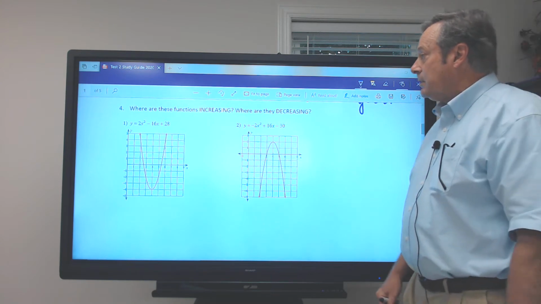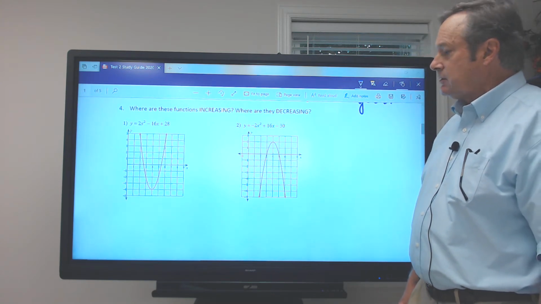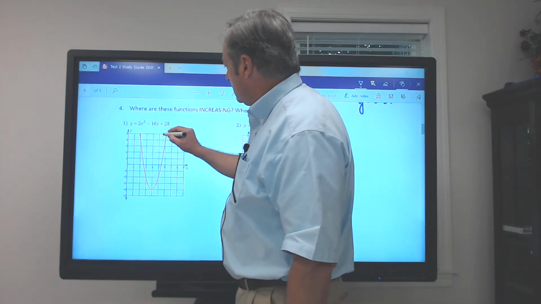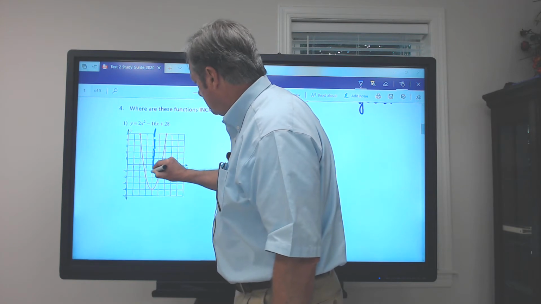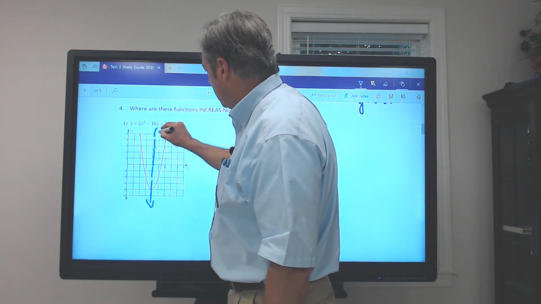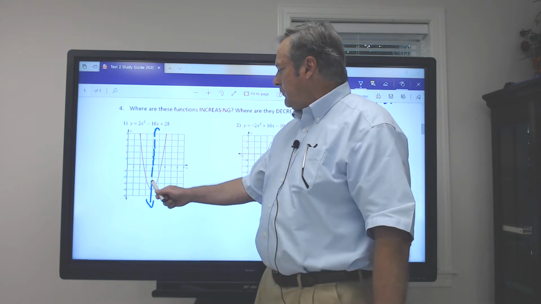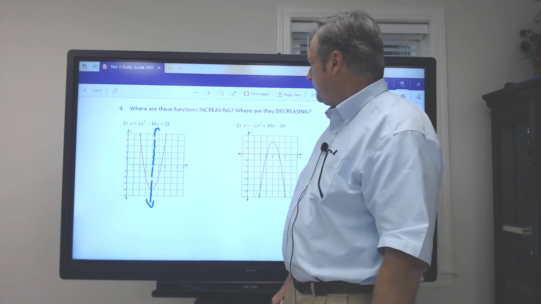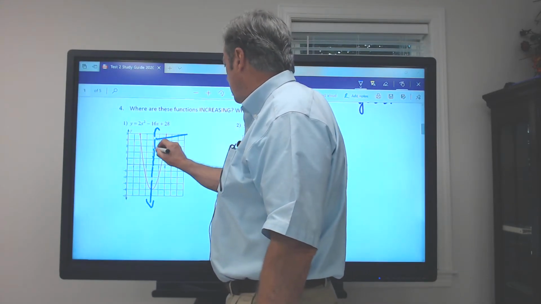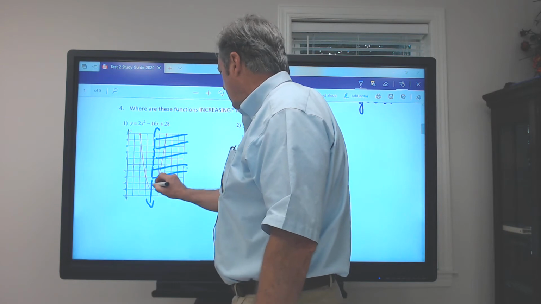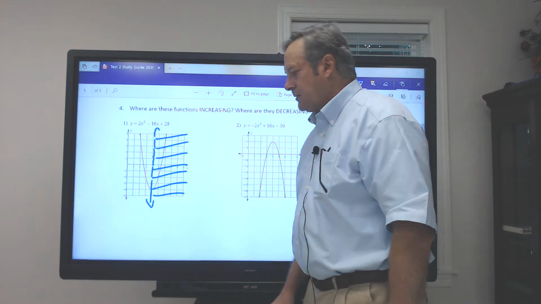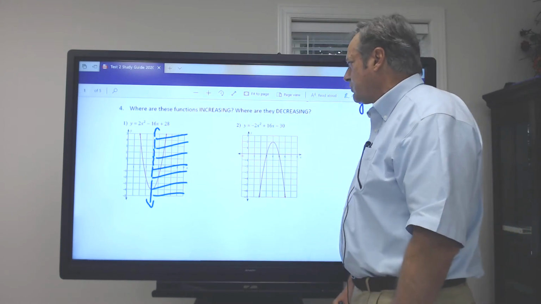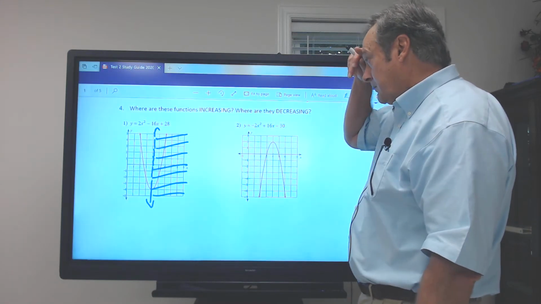All right, number 4. Where are these functions increasing? Where are they decreasing? Well, let's draw an imaginary line right through the vertex. This would be the axis of symmetry. Can you see that from this point to the right, the red line is going up, it's getting bigger? So, in other words, this whole side of the graph shows where the red line, that branch of the parabola, is actually increasing. So how would we describe that?